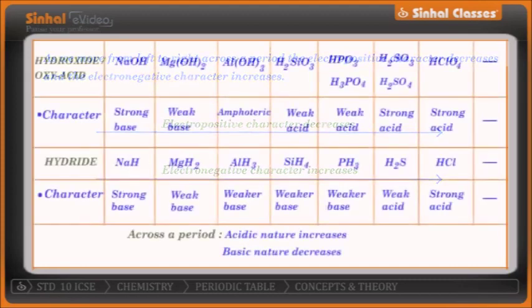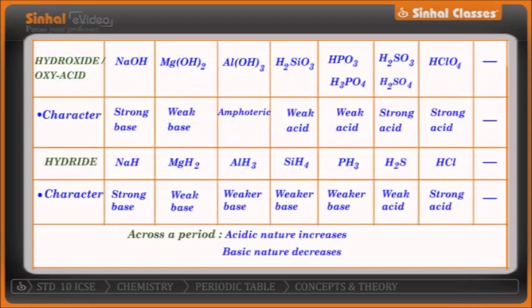So if you see the hydrides in case of the third period, sodium hydride, strong base, magnesium hydride, weak base, compared to aluminium hydride, which is a very weak base. Whereas silicon hydride is again a very weak base, phosphorus hydride again a weak base, and hydrogen sulfide weakest, and HCl strongest acid. So the acidic nature increases, basic nature goes on decreasing across the period from left to right.